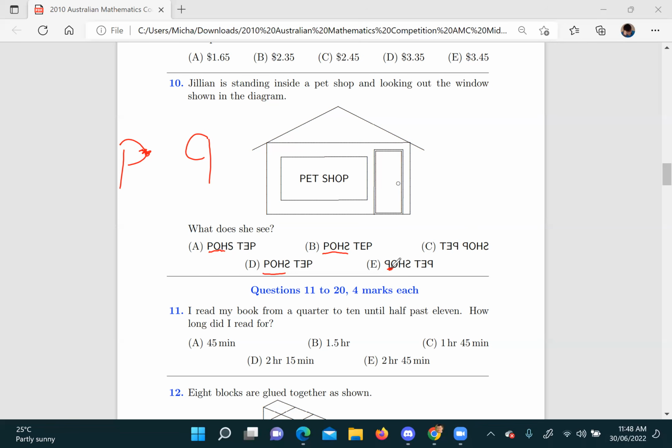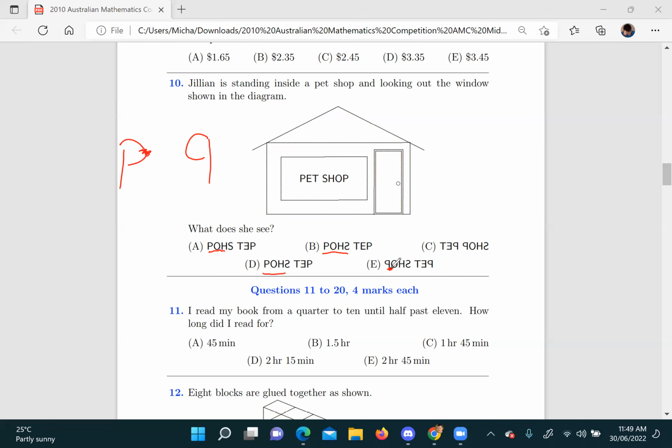I chose E, and then when I saw this one I thought, oh wait, I think it's C. Do people understand what we're going for here? All you need to know is if you're on the other side, the P in the pet shop, the word shop comes first when you go from the other side, right? So that automatically eliminates C.